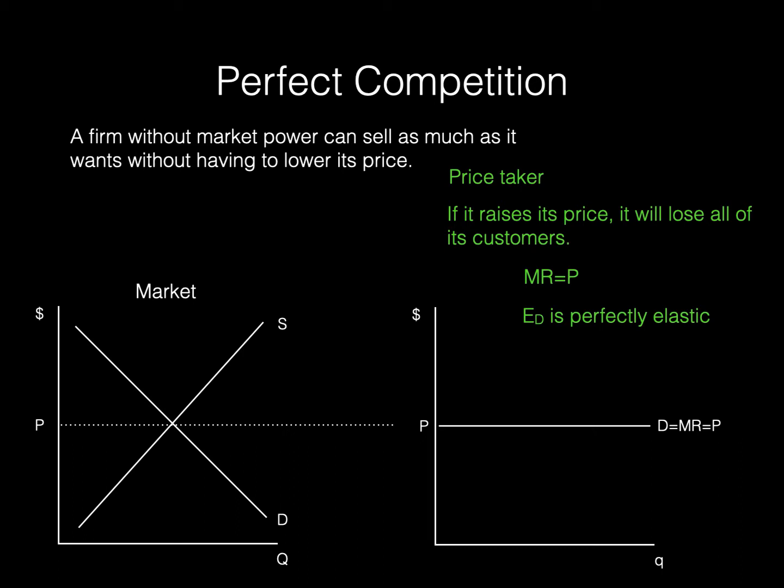Since with each additional unit that the firm sells, the firm gets the market price, the firm's marginal revenue is equal to the market price. That is, the additional revenue for each additional unit of output it sells is equal to the market price.